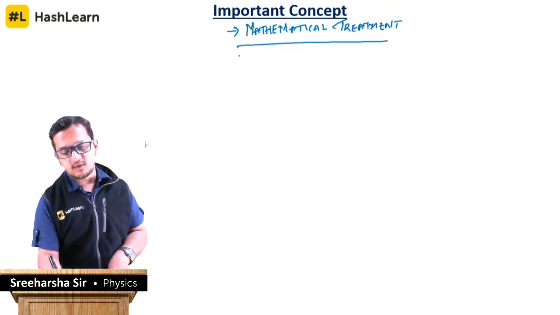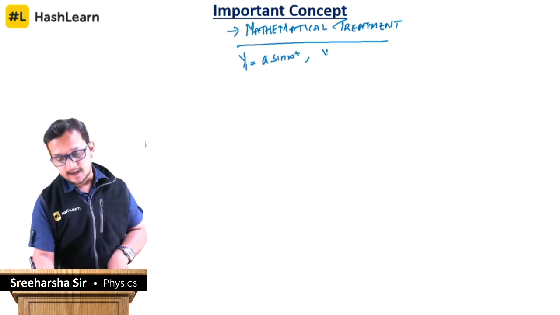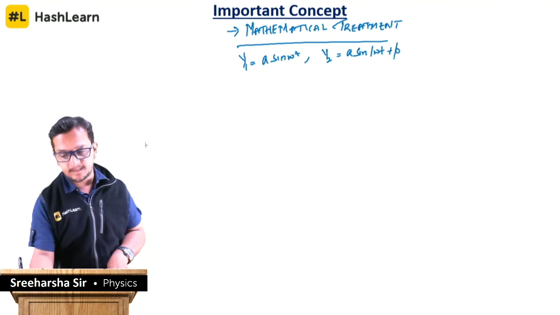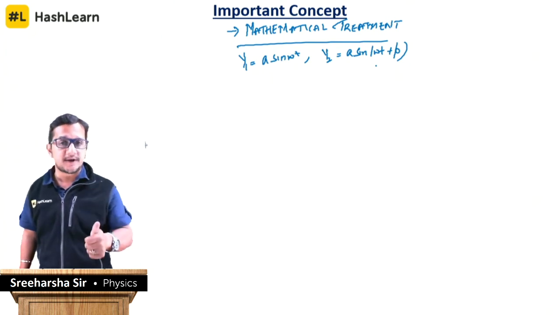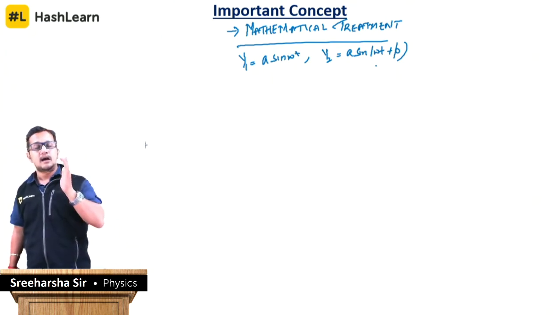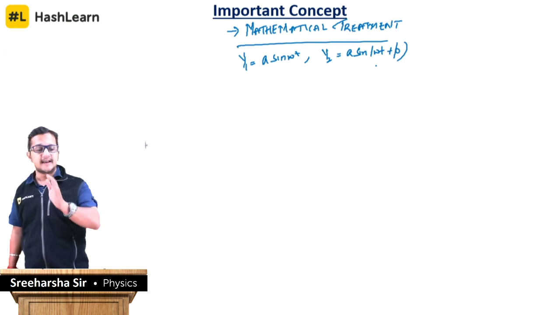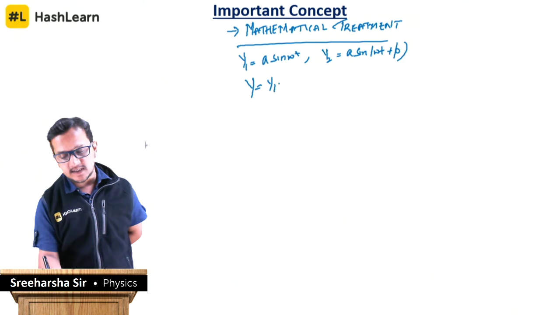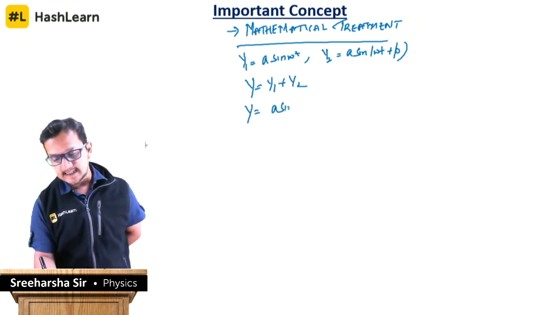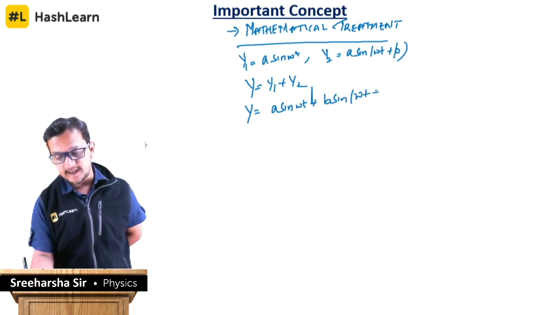So let us say y1 is the first equation, which is given by a sin omega t, and y2 is another equation, which is given by b sin (omega t plus phi). y1 is the position of particle 1, a and b are the amplitudes, omega and t are the angular frequency and time, and phi is the phase difference. Now from the addition you will have y equals y1 plus y2. So you will have y equals a sin omega t plus b sin (omega t plus phi).